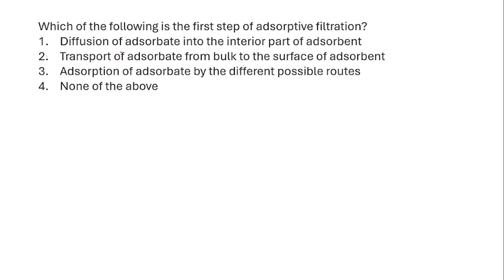Next question is about the adsorptive filtration. Which of the following is the first step of adsorptive filtration? We know that we have the adsorbent column, through which our wastewater is going to pass and we are filtering the contaminants. So the first step is the transport of the bulk to the surface of the adsorbent.